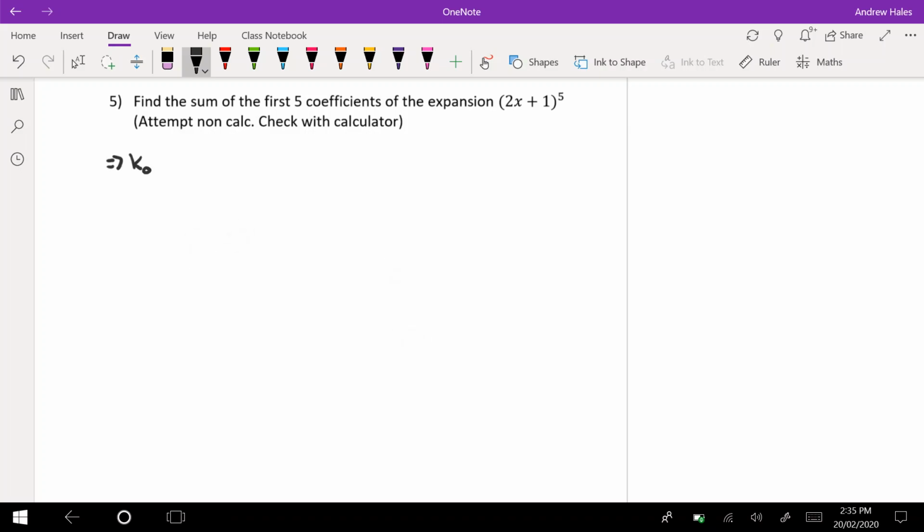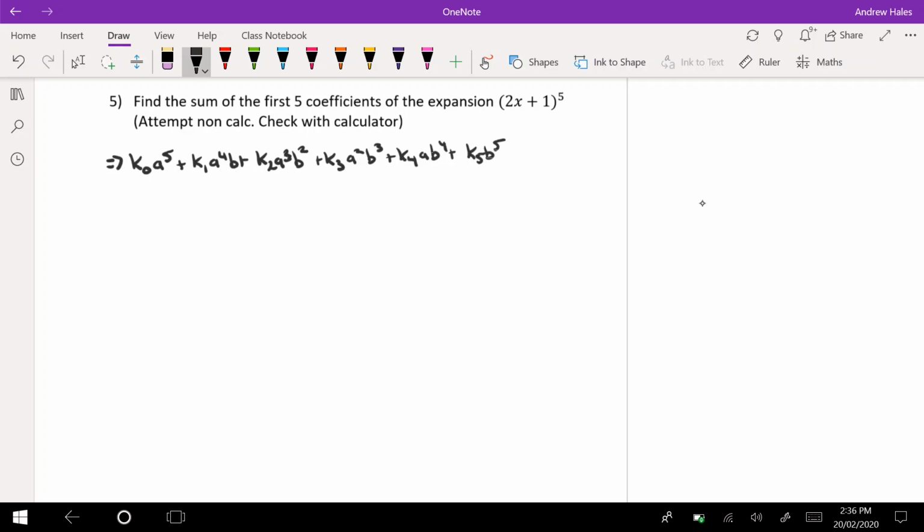So K0, A5 plus K1, A4B plus K2, A3, B2 plus K3, A2B3, K4, AB4 plus K5, B5.